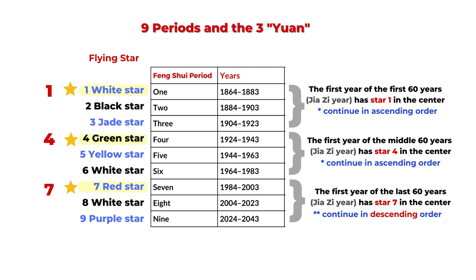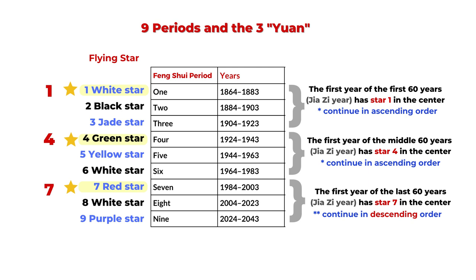For the first 60 years, we start with the number 1 star in the center. For the second 60 years, we start with the number 4 star in the center, because the second 60 years start with period 4. And for the last 60 years, we start with number 7 in the center. So that's for the Jiazi year, or the first year of the 60 years.